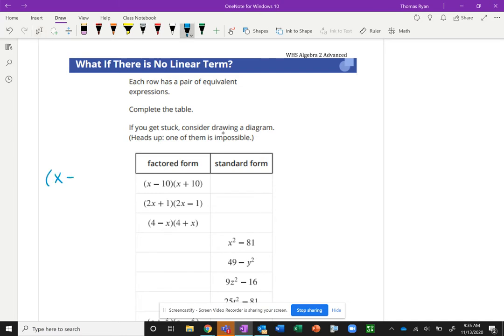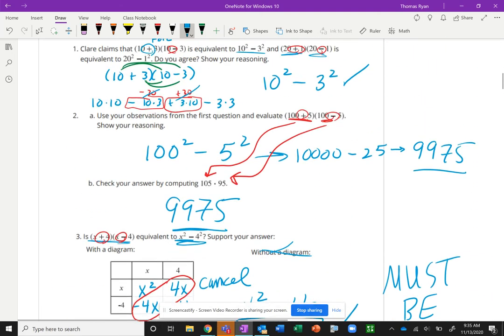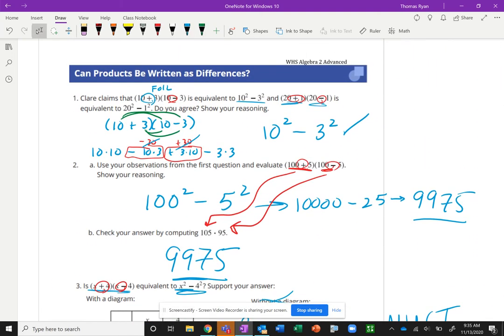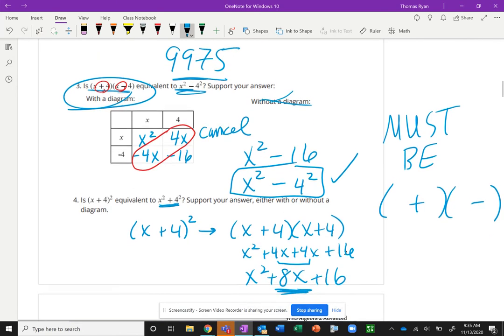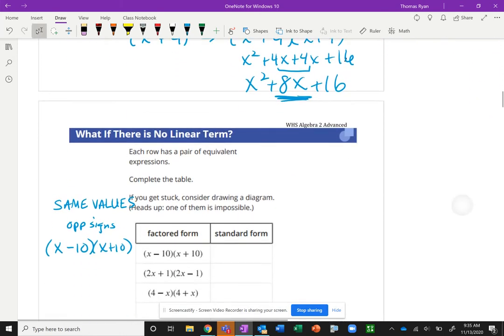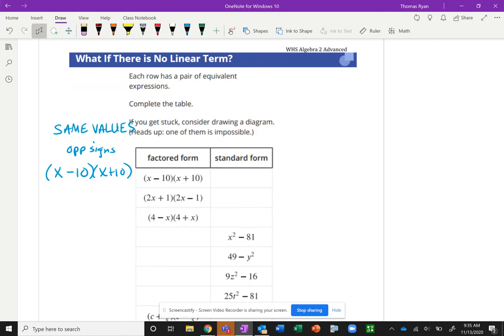So let's look at the first one. All we're trying to do is utilize this pattern to go from factored form into standard form, but quick. Because quick, we're using the pattern. So notice that it's the same two values, x and 10, but they're opposite signs in the binomial. And that's what happened up here. 10 plus 3, 10 minus 3. 20 plus 1, 20 minus 1. 100 plus 5, 100 minus 5. x plus 4, x minus 4. Didn't work when you did x plus 4 squared.